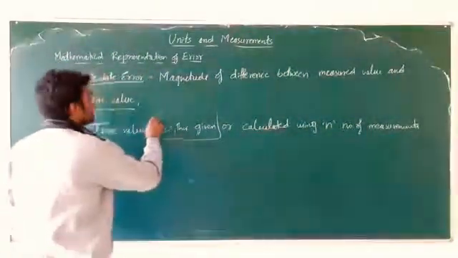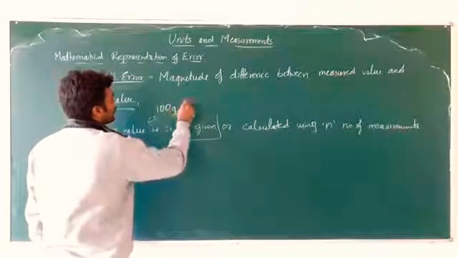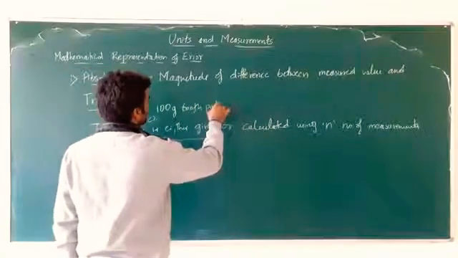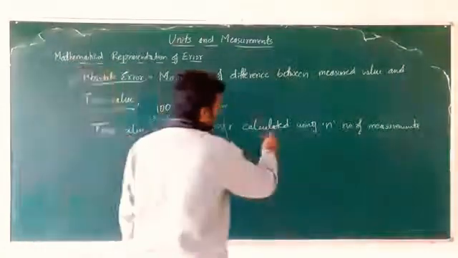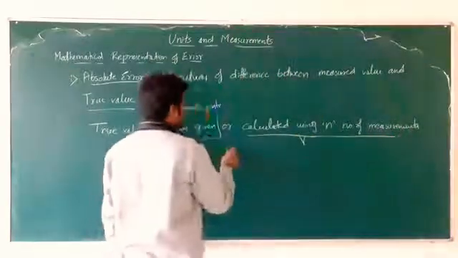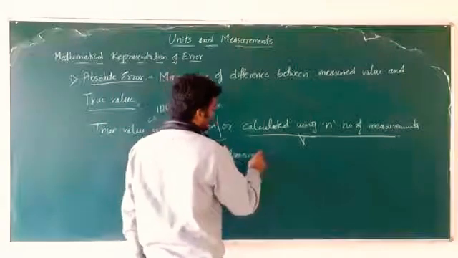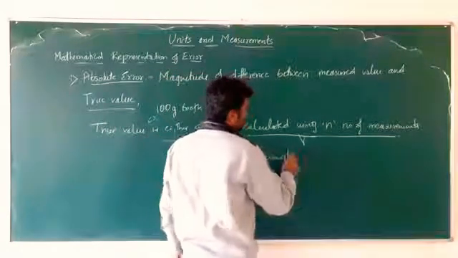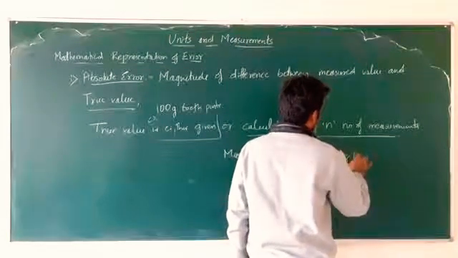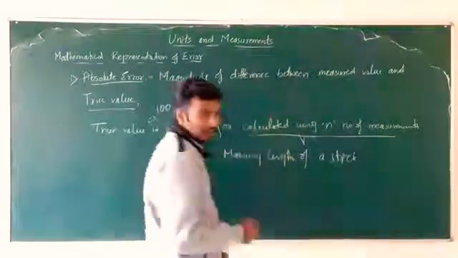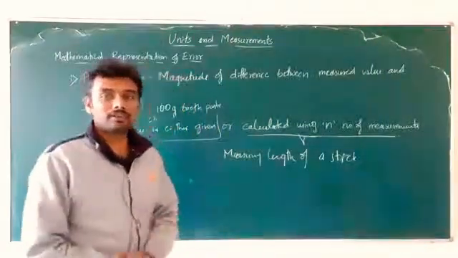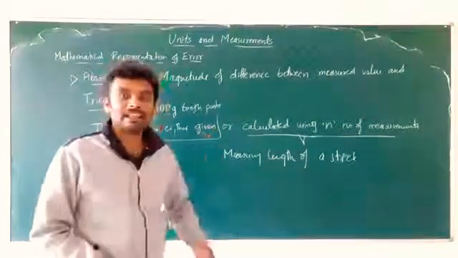Okay, a true value, like 100 gram toothpaste, is a standard quantity which is directly given, but the value calculated using measurement is somewhat like measuring the length of a stick. So it will not have any standard value or true value given. We ourselves need to get the true value. How do we get that? We'll measure it n times and get it.